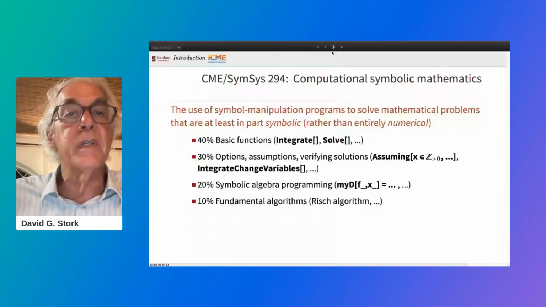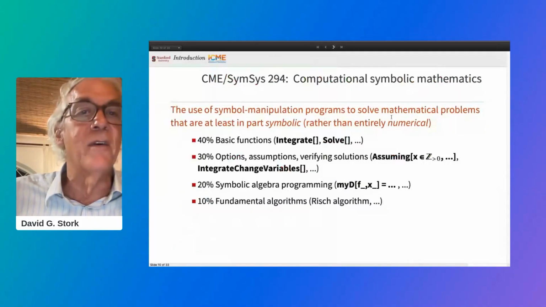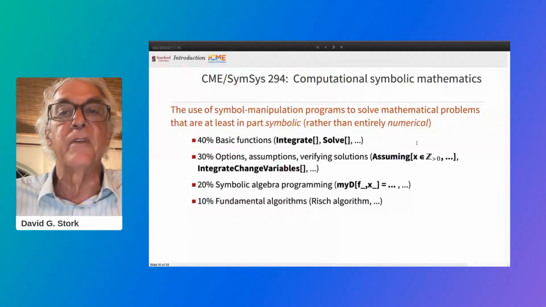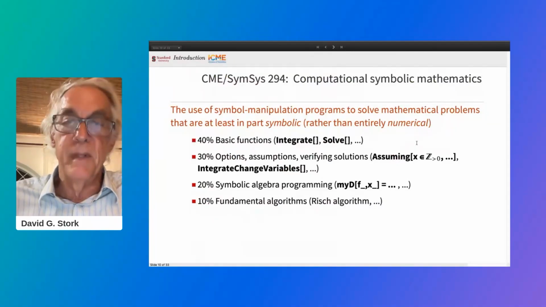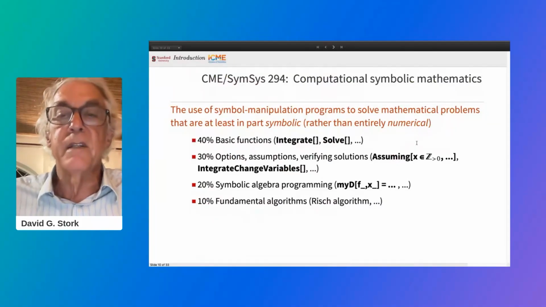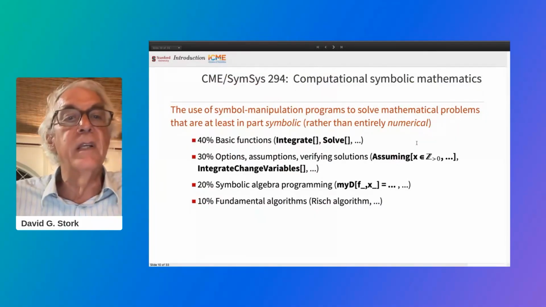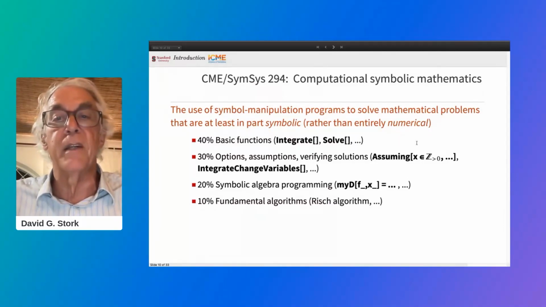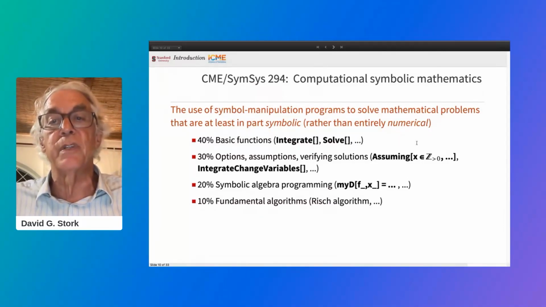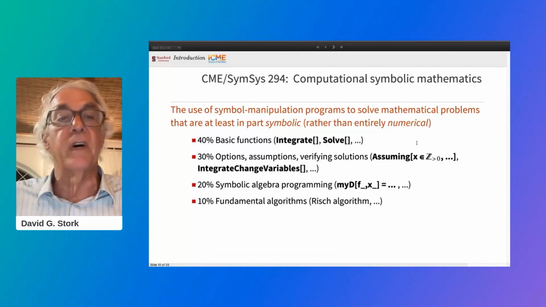So my course is CME, or Symbolic Systems 294, Computational Symbolic Mathematics. It's the use of symbol manipulation programs, in practice Mathematica, to solve mathematical problems that are at least in part symbolic rather than entirely numerical. That is to say, where numerical solutions simply will not suffice.